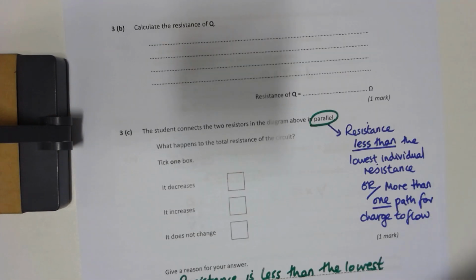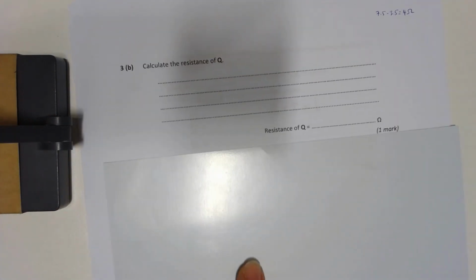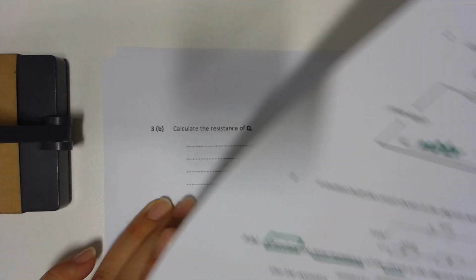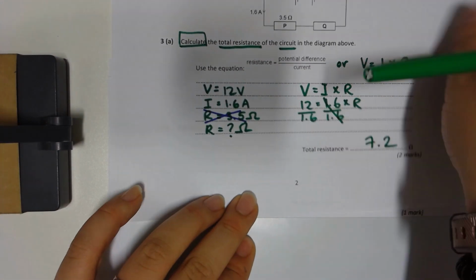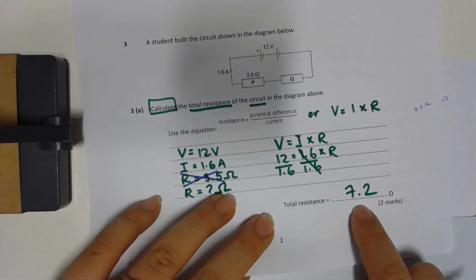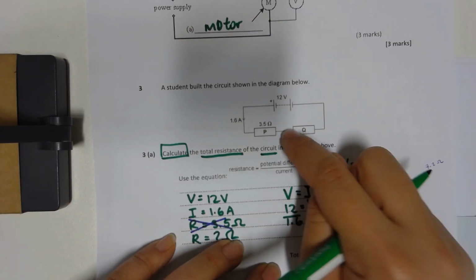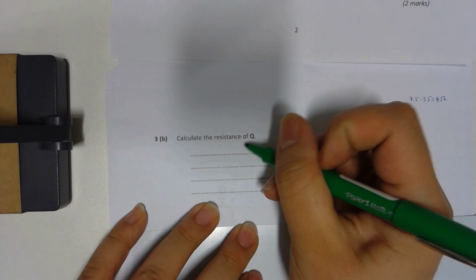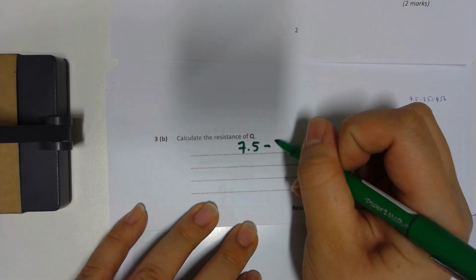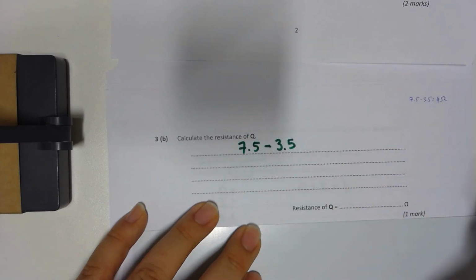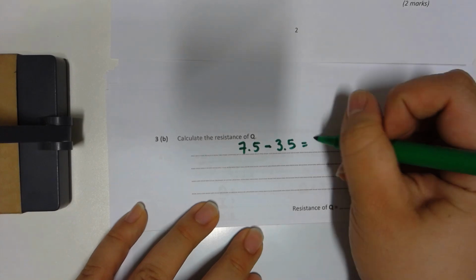Next question here. We had to calculate the resistance of Q. Now, we know the total resistance is 7.2, and we've been given here P is 3.5. Therefore, Q will be 7.2 take away 3.5, and our final answer is 4 ohms.